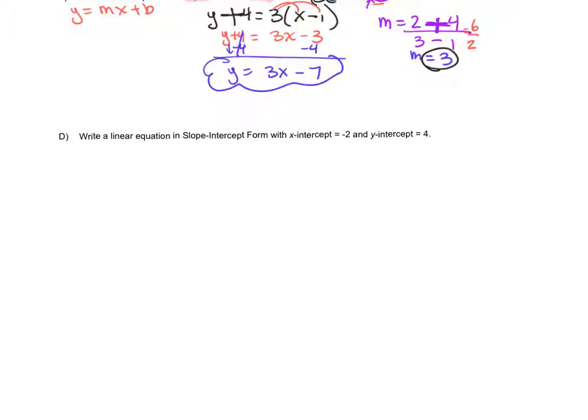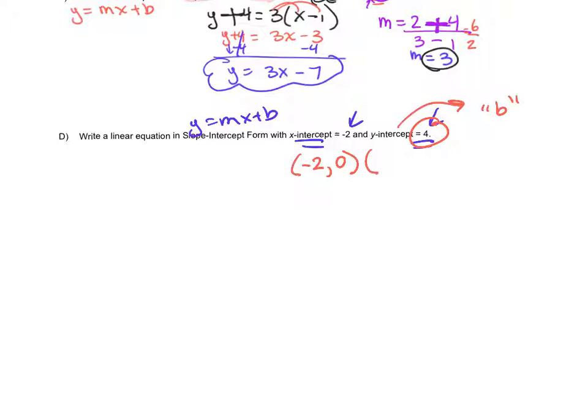Write a linear equation in slope-intercept form with x-intercept of negative 2 and y-intercept of 4. When you see those words, x-intercepts and y-intercepts, you should remember that x-intercept is the value of x when y is 0. So your point is negative 2, 0. Your y-intercept is 4. That's also known as the b, but the point is also the value of y when x is 0. So there's your point. So now you've got 2 points that you can calculate the slope.